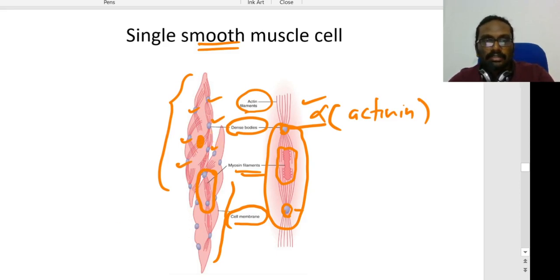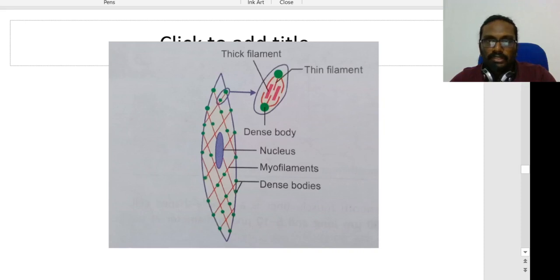It is arranged like this. If you see the dense bodies very closely, you can see the actin and myosin filaments. This is where your contraction takes place. It is a place where you can see your contractions occurring. So all points contract at the same time. That means the whole smooth muscle after contraction would look like this. It is contracted as a whole.